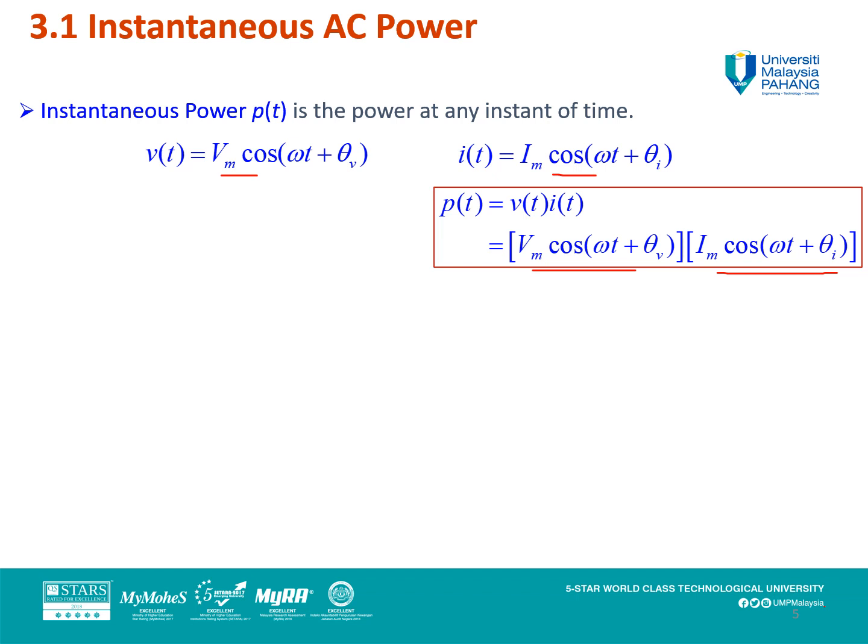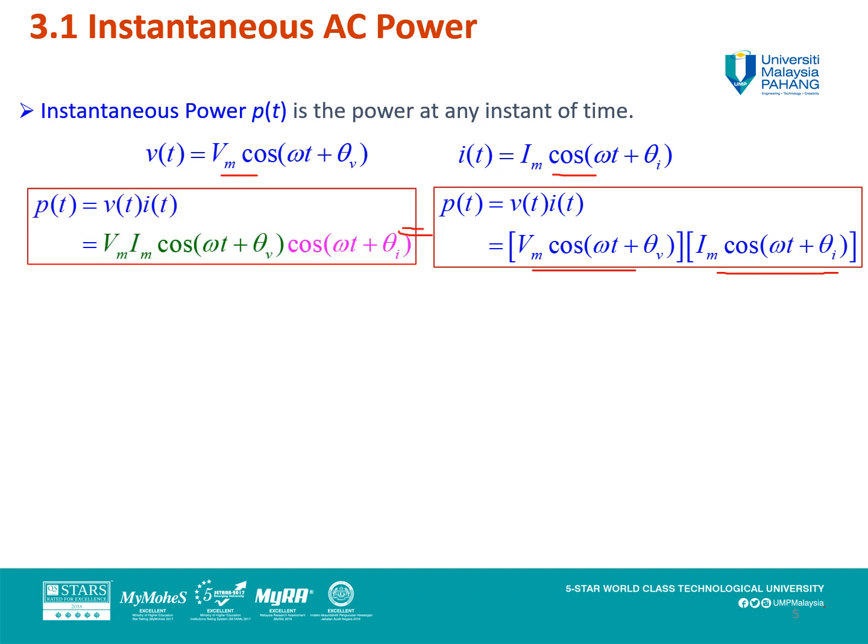Okay, then you do the expansion from this equation. You will get Vm Im cos(omega t plus theta V) cos(omega t plus theta I). It is just a simple multiplication, put back in this arrangement. From this arrangement, you have two cosines in the equation, representing the voltage and current.